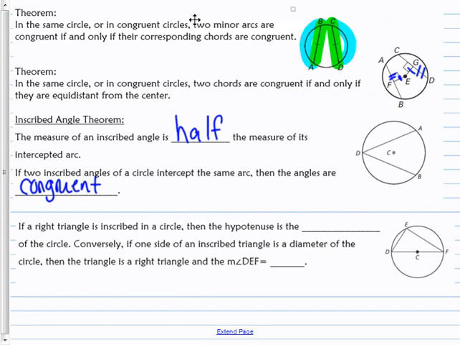Last set of vocabulary. If a right triangle is inscribed in a circle, then the hypotenuse is the diameter. Makes sense. The longest side is the diameter. Conversely, if one side of an inscribed triangle is the diameter of the circle, then the triangle is a right triangle, and for an example in here, the measure of angle DEF would be 90 degrees. Let's do a little bit more practice, and then we will be done.